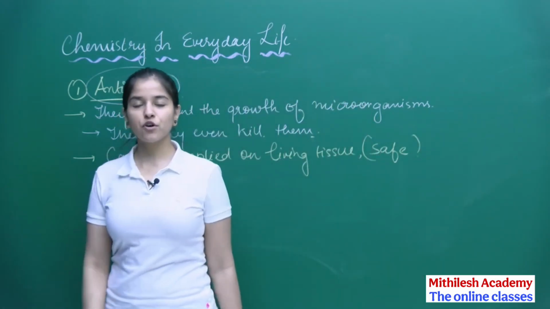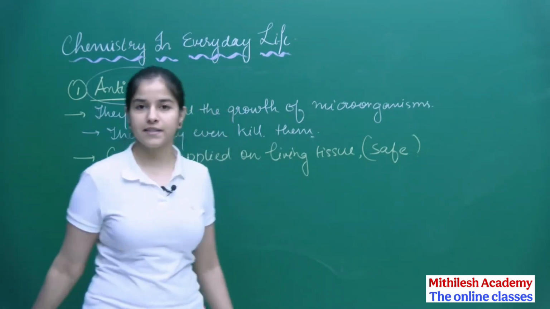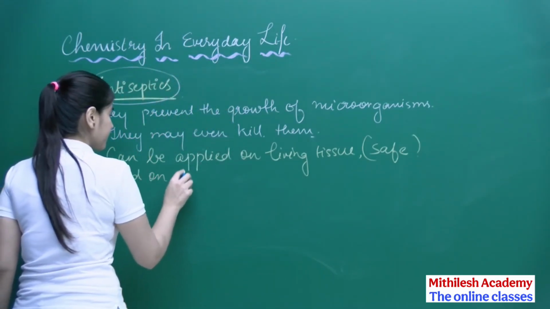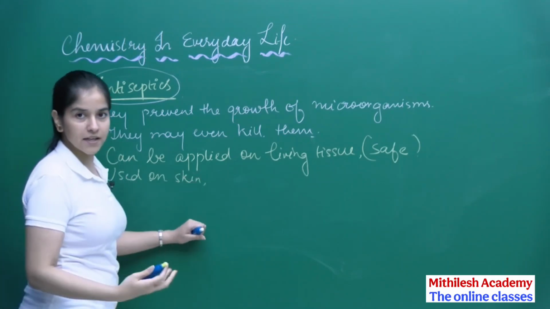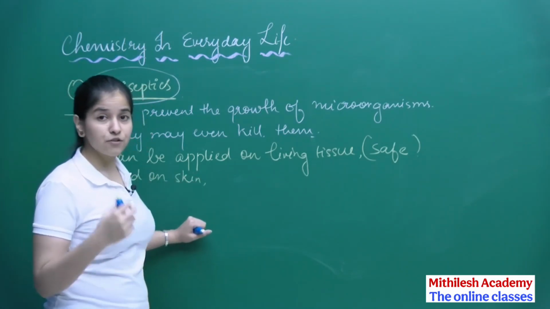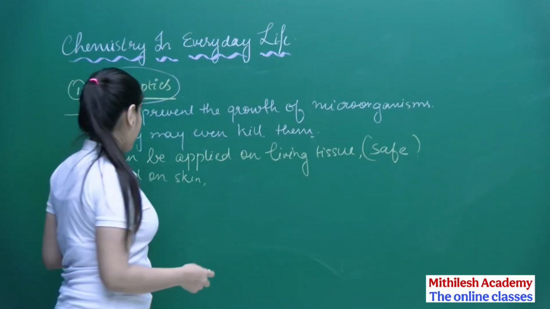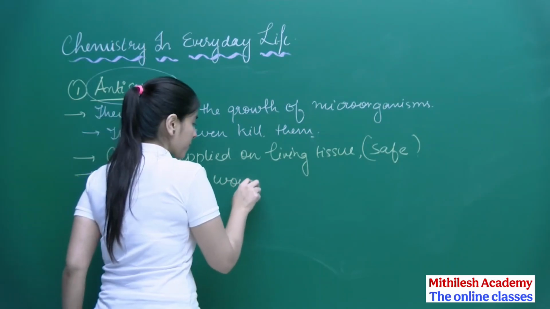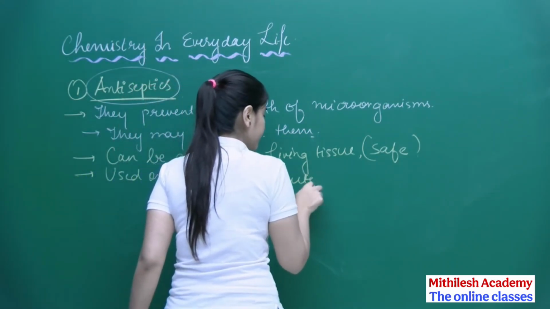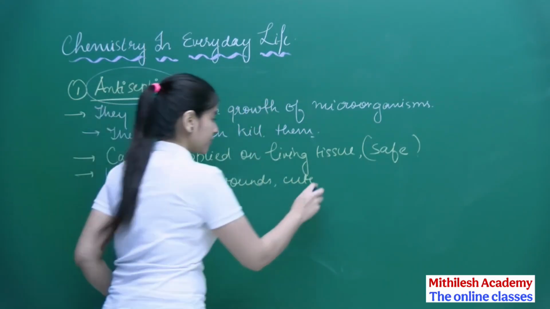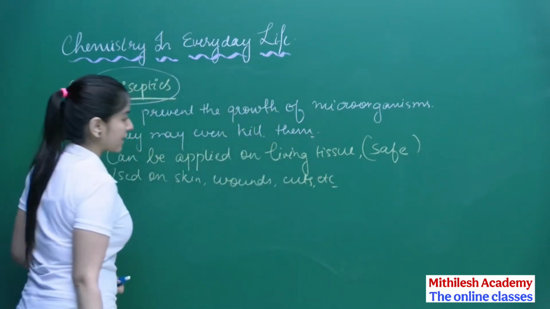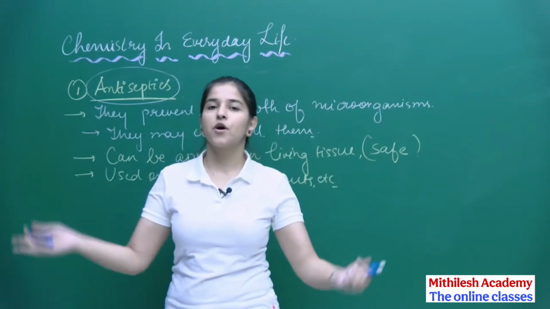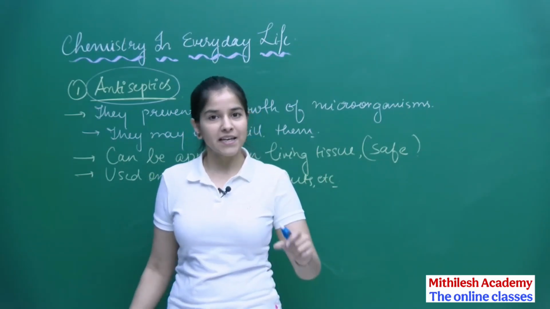What kind of living tissues am I talking about? Most prominently, it is used on the skin. That means if I have got some kind of skin infection, it can be used in the form of creams. So it can be used on skin, on wounds, on cuts, any kind of bruises that we have. So if we get hurt, what do we apply? We immediately apply an antiseptic. The most common antiseptic used is Dettol.